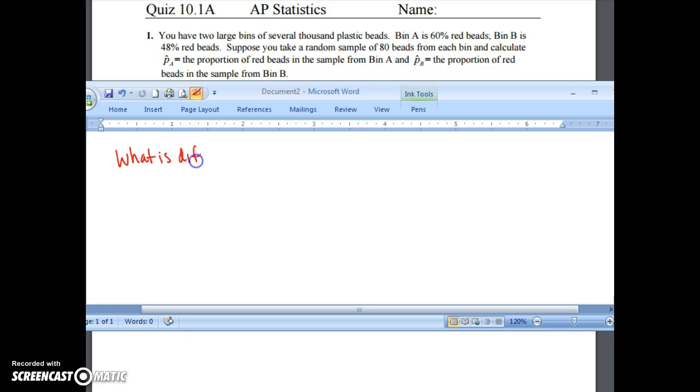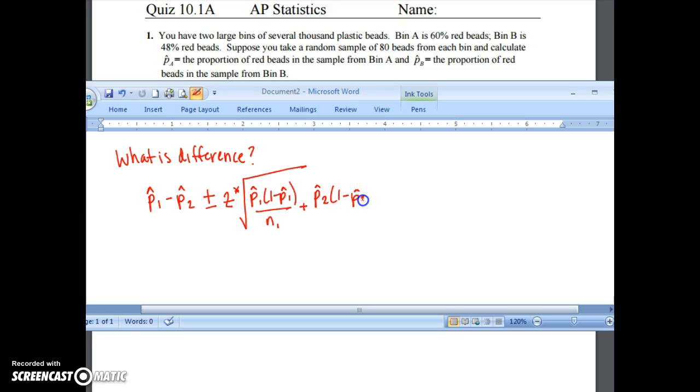If they ask you, what is the difference? You can't just subtract what you have, because usually they're going to give you a p hat 1 or A and a p hat 2 or B. So when they ask you what is the difference, you always will be figuring out a confidence interval. So anytime they ask you that question, you will be given statistics, and then you're going to have to go through this entire formula for the problem.